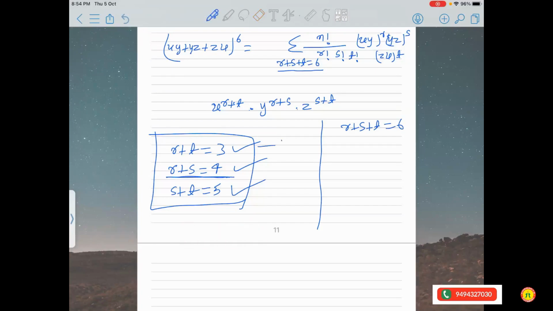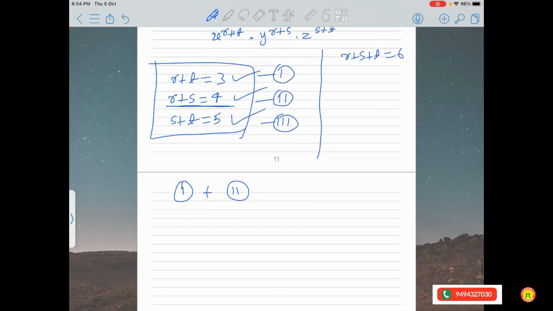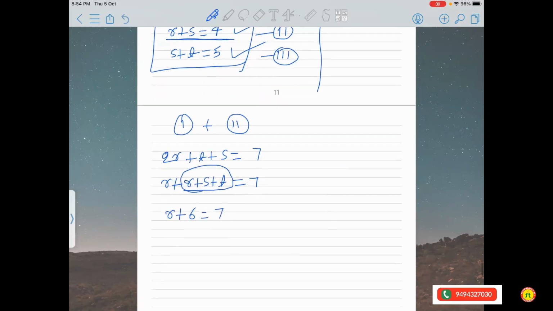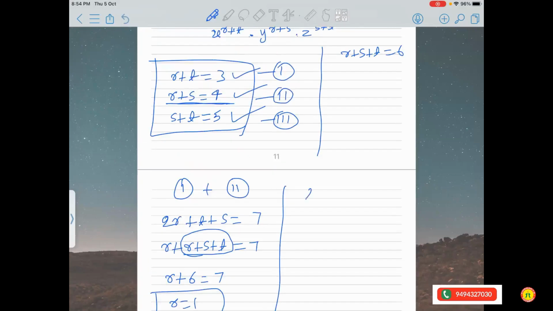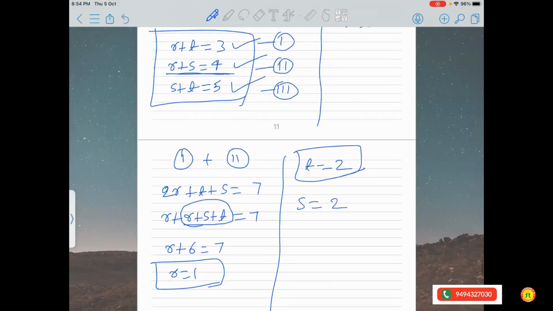If this is the first equation, let's label them first, second, third. If you add the first and second equations, then it becomes 2R plus T plus S equal to 7. We can also write this as R plus S plus T equal to 7, and that is 6. So R plus 6 equals 7, so R equals 1. Got it? Similarly, now you can find T equal to 2, and then S equal to 3.